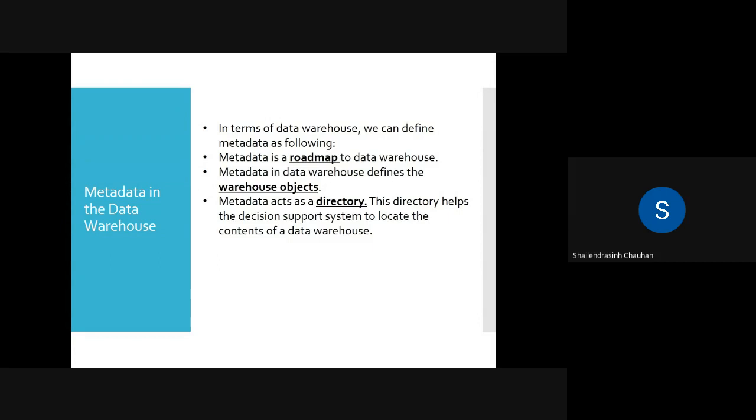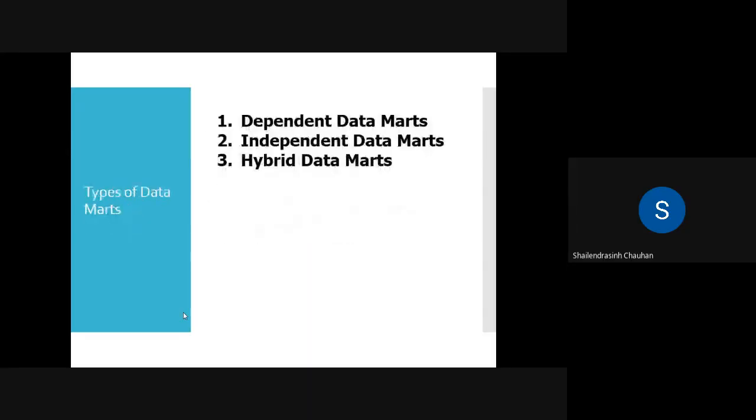So that's about metadata of data warehouse. Now, types of metadata, you can have the metadata of 3 types. First, dependent data marts. Sorry, there are types of data mart, not metadata. Types of data marts, 3 types: dependent, independent, and hybrid.